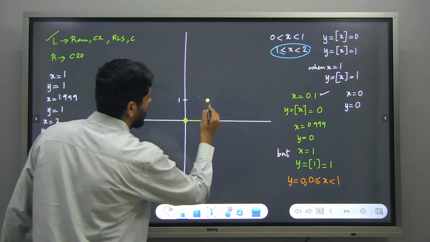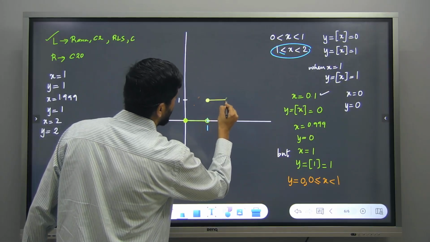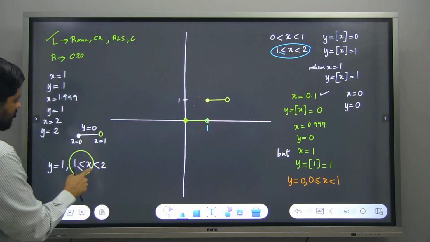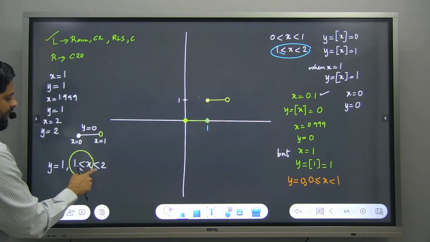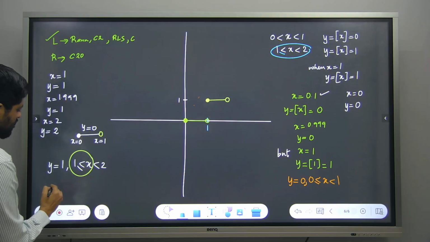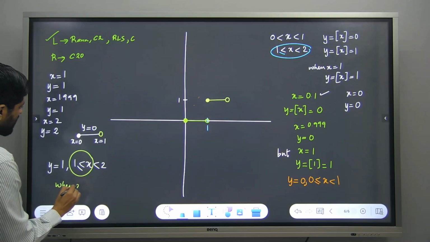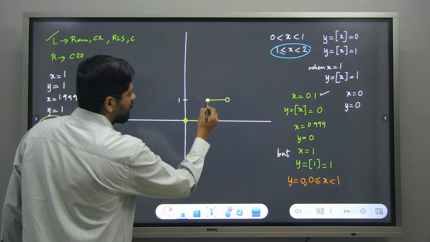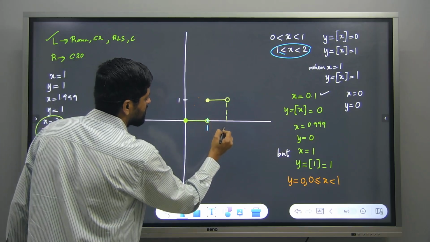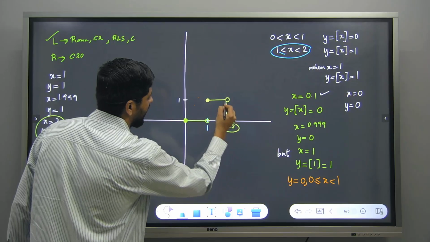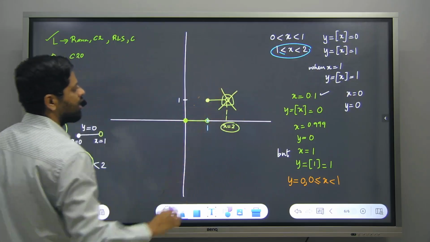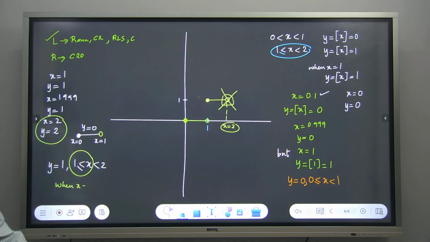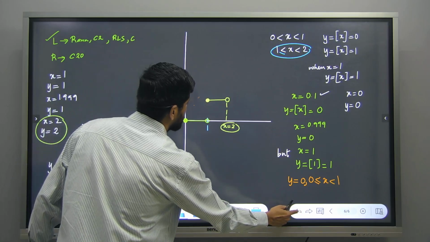Until when? Until 2. But is the point 2 included? Excluded. When x is 2, y will be equal to 2. Already written here, I'll not repeat. So till here, but when x becomes 2, I should not include this point, because y is not 1 there. y will become 2. So this is what happens with the graph.